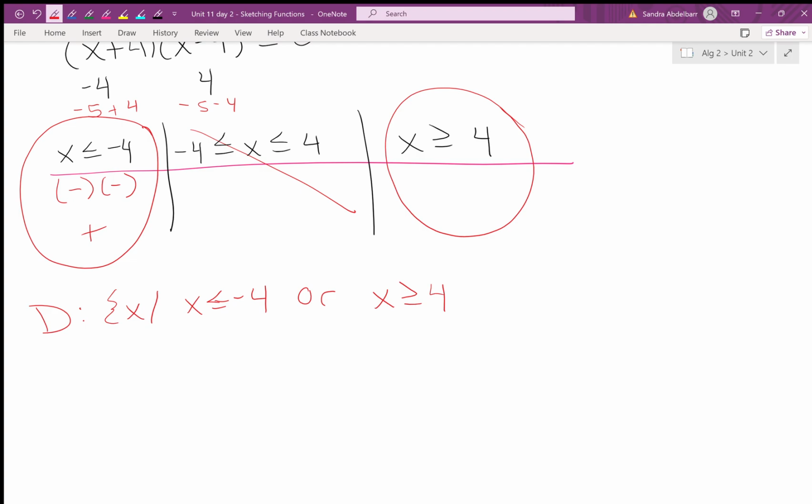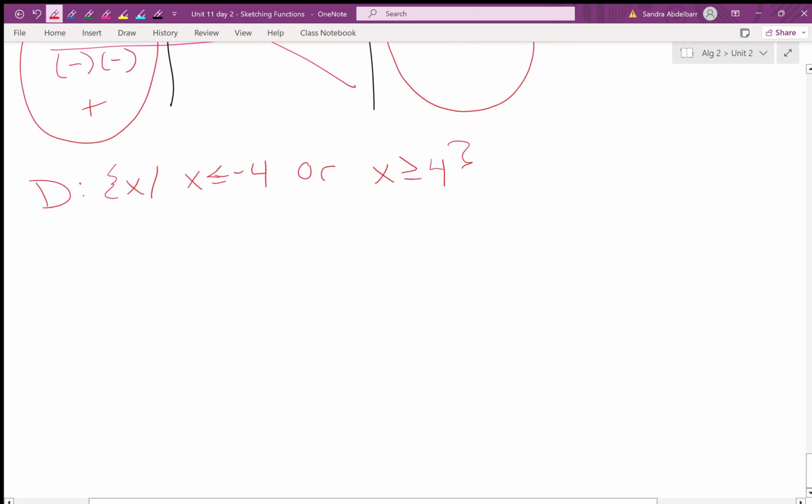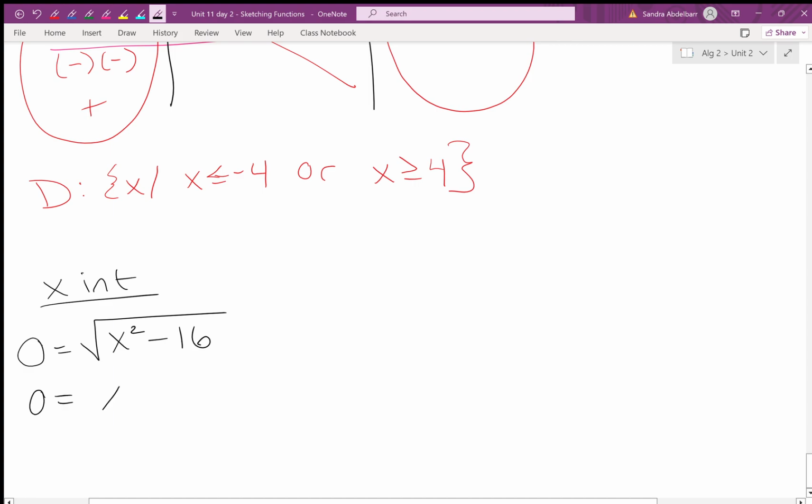Okay, let's keep going. Now that I have my domain, what am I going to tell you to find now? The x-intercept. Do we already know what the x-intercept is? Yeah, because we already factored and solved, didn't we? But let's say you didn't know. You're just going to plug in 0 for y. 0 equals the square root of x squared minus 16. Square both sides. 0 equals x squared minus 16. X equals plus or minus 4.